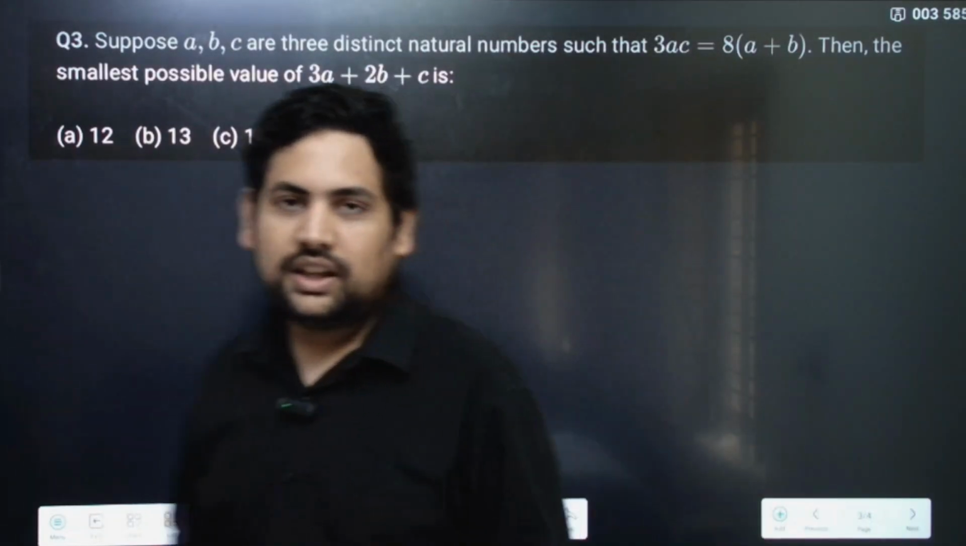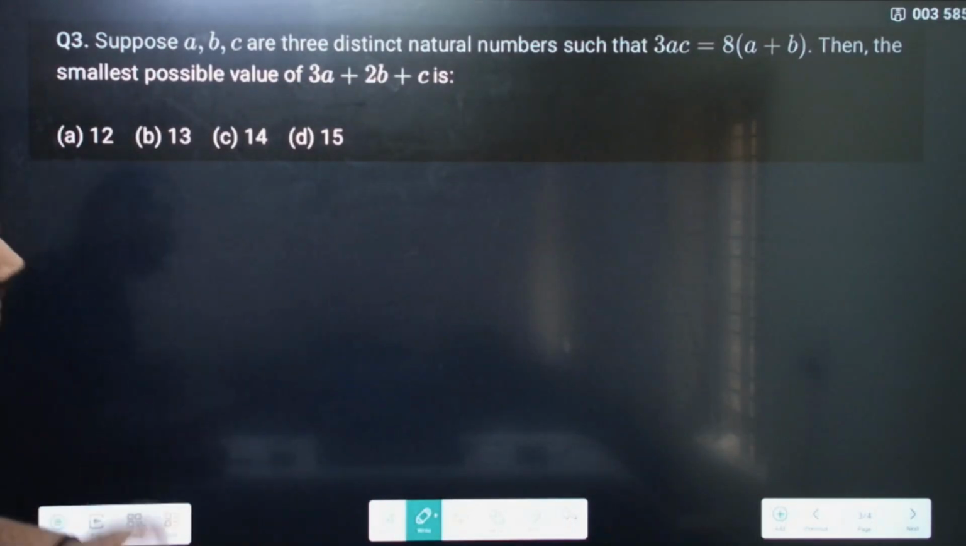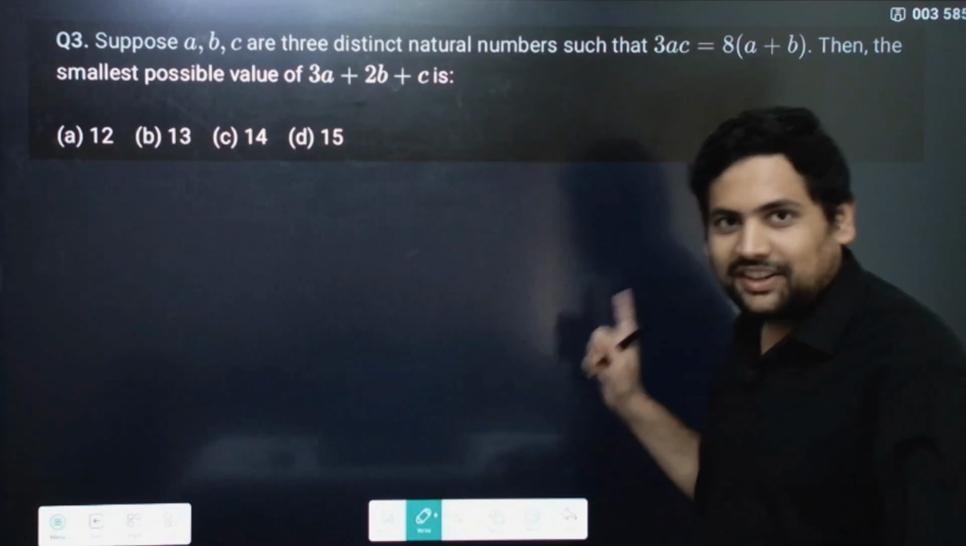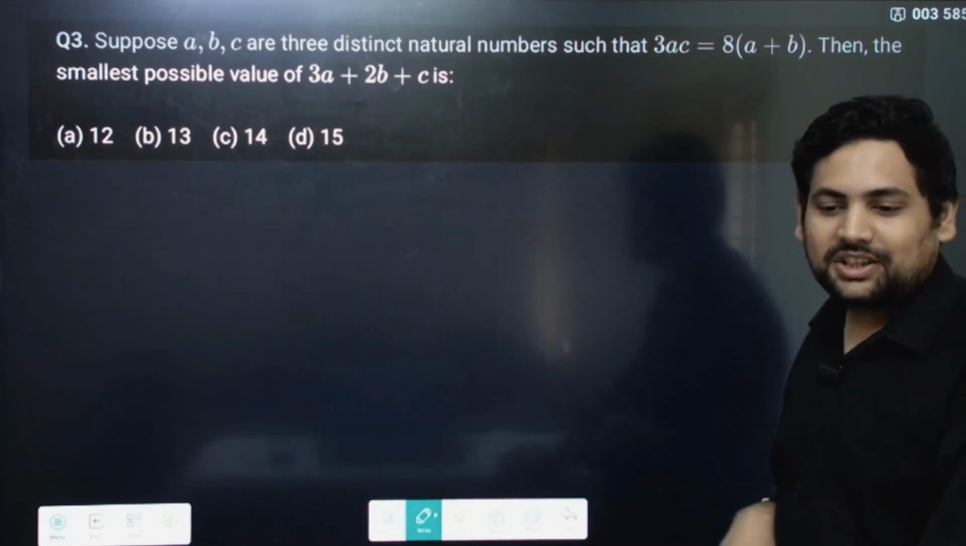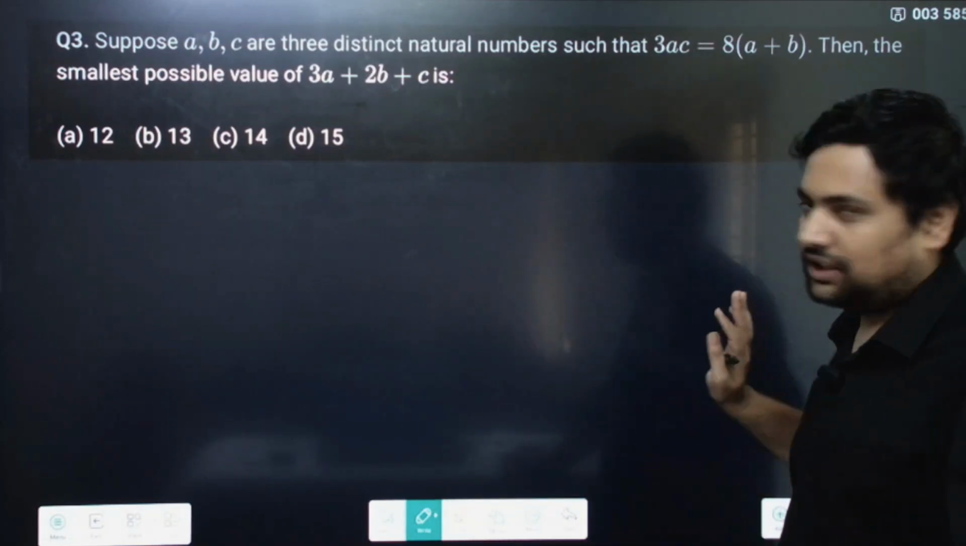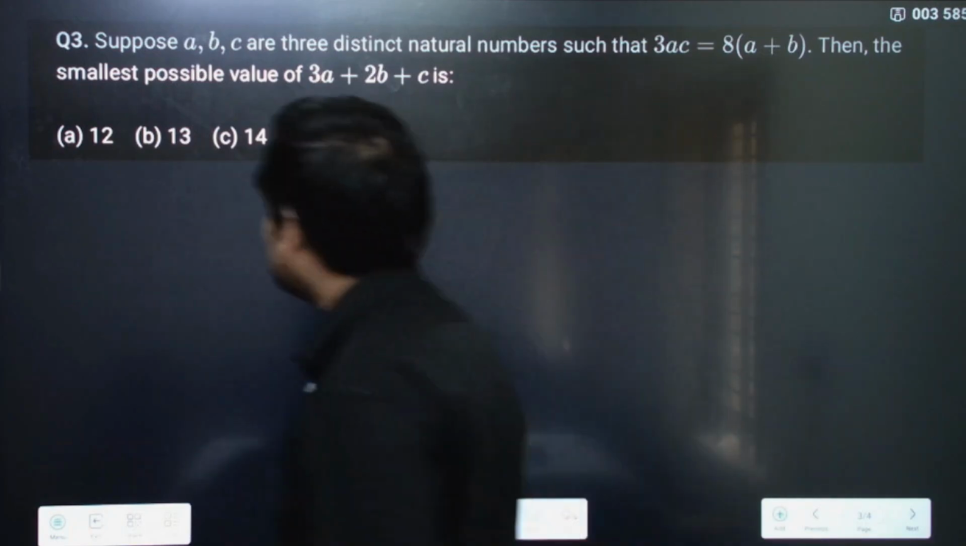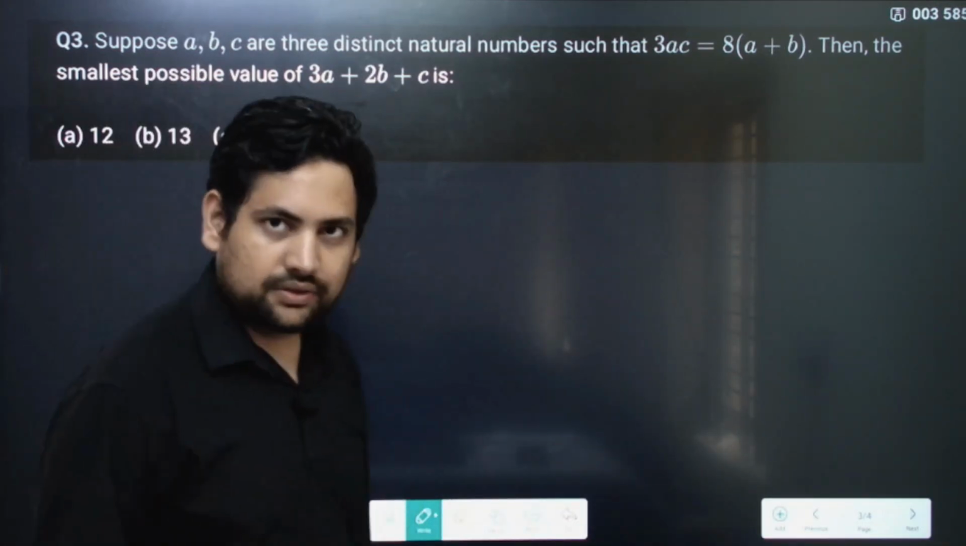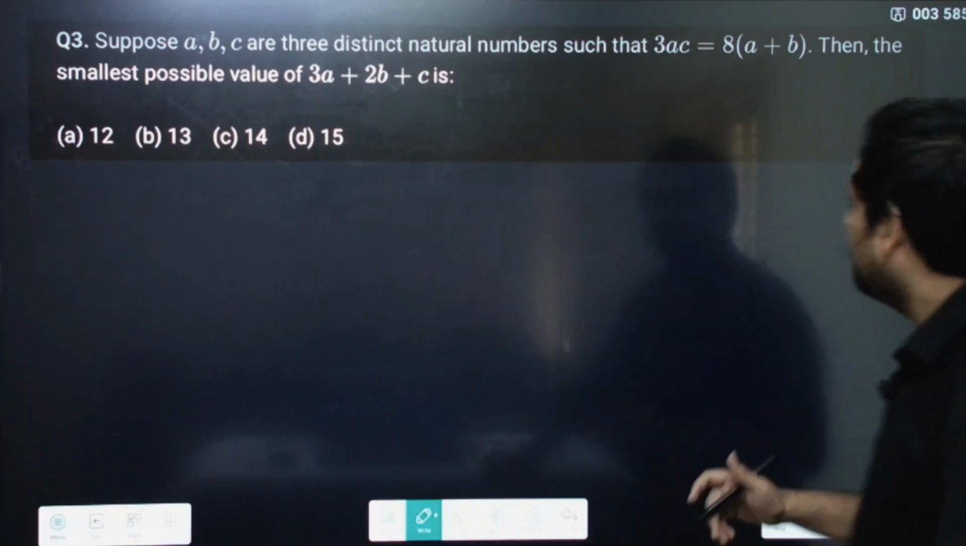So what it says, yeah. So it says 3AC is equals to 8 times A plus B. Then the smallest possible value of this. Again, you have seen similar trial and error questions in UPSC. This is better. Now, see how it works. Try to think about it. Whatever you can gauge out of it. That is a very good habit that you must develop.